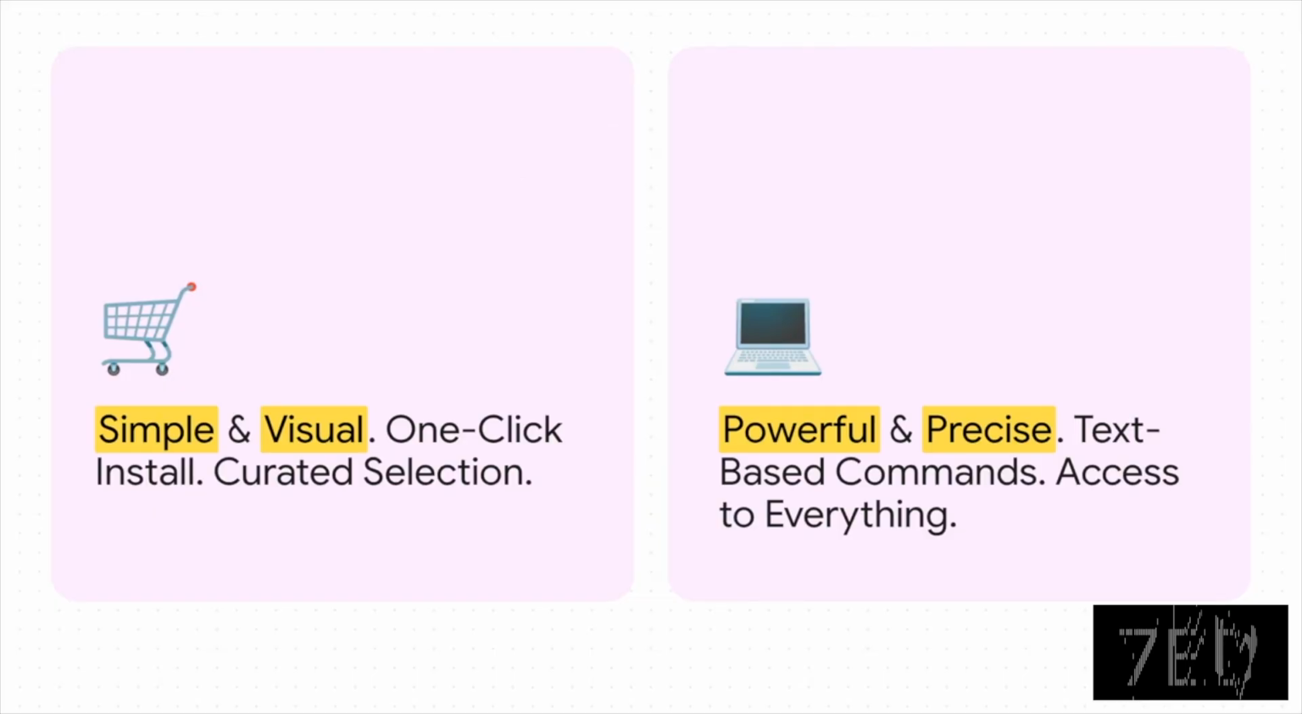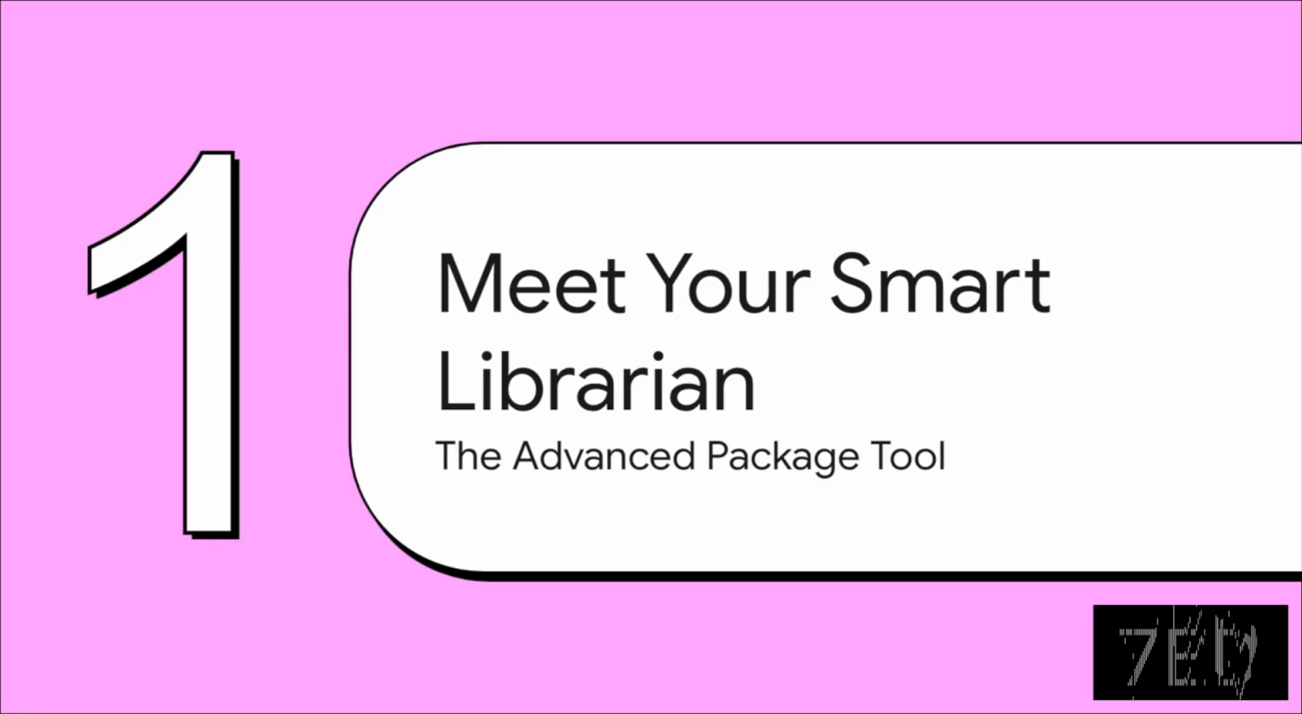So, on one hand, you've got the App Store we all know. It's super simple, it's visual, it's all nicely curated for you. But on the other hand, you've got the command line. Now, it might just look like a blinking cursor and some text, but trust me, that's your gateway to a whole universe of software, with a level of power and precision you just can't get from a simple store. To get around in that massive universe, you're going to need a guide. And in the world of Debian-based Linux systems, that guide is the Advanced Package Tool, or APT.